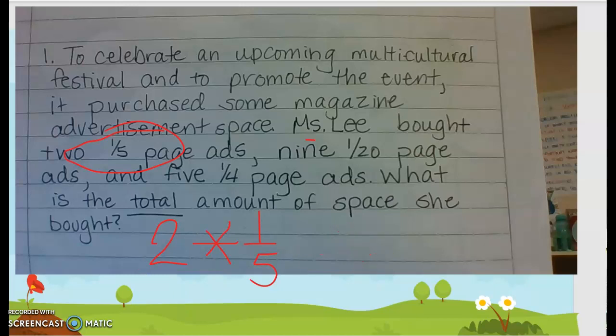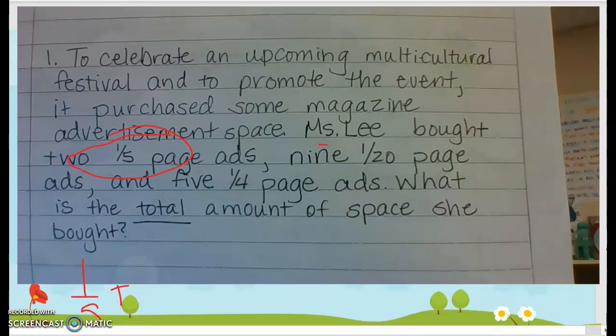Another way we could have done that is we could have done repeated addition. She has 1/5 page ad and then another 1/5 page ad, and that equals 2/5.